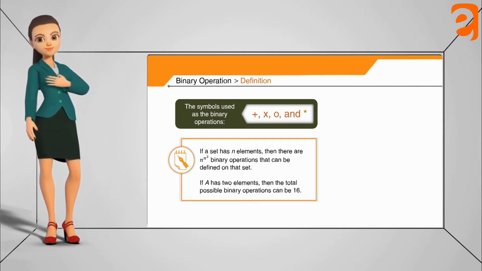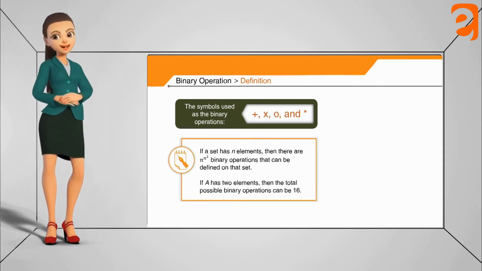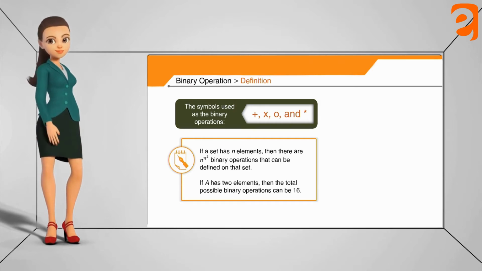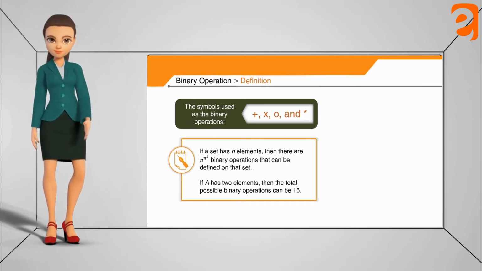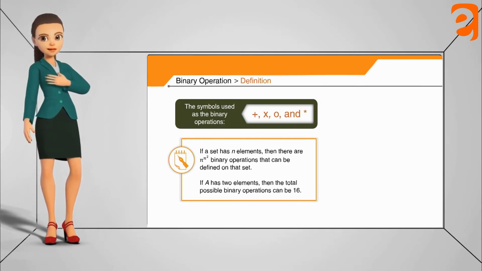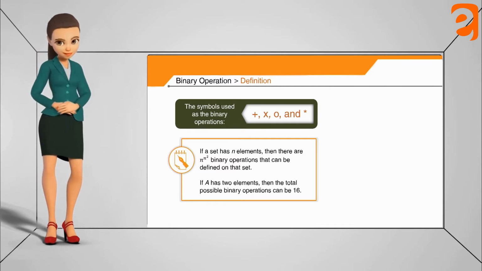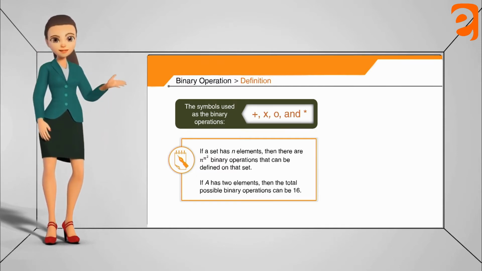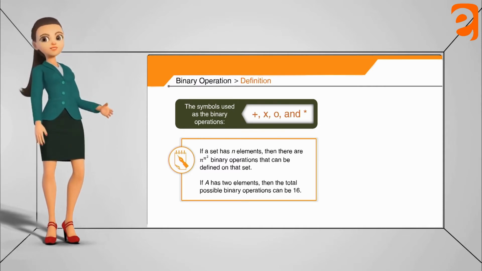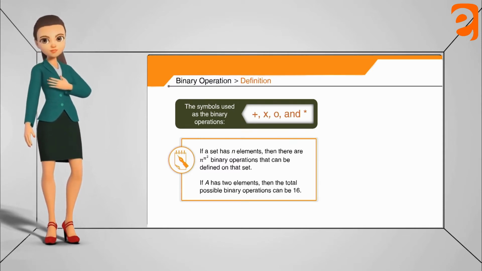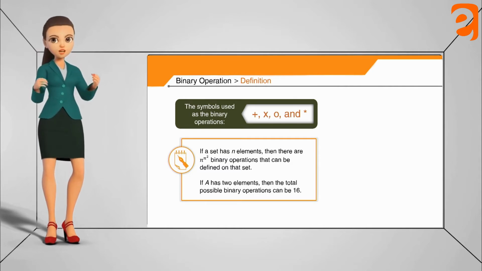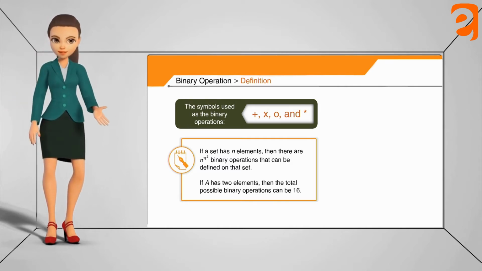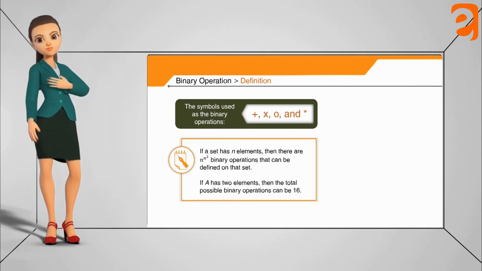Let us discuss the smaller case. Suppose a set A has two elements, then what would be the total number of binary operations? Just use the above formula. It says n to the power n square. What is n here in this case? n is 2. So 2 to the power 2 square. 2 square is 4, meaning 2 to the power 4. This comes out to be 16. So if a set has two elements, then the number of possible binary operations on that set is 16.